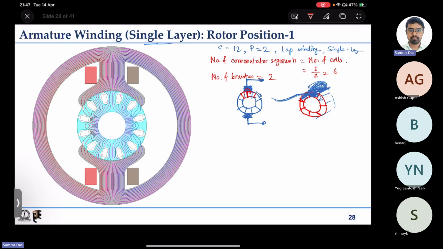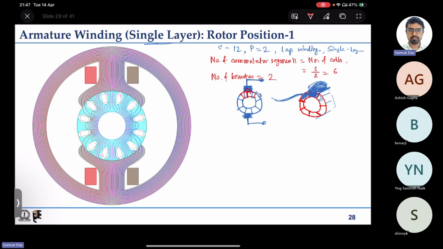Then for a particular brush position, where the brush needs to be located for that connection, for a certain rotor position, and with respect to that how the currents will flow, we'll try to look at that. Then we'll move the rotor by a little, rotate it by some amount, so that two commutator segments will be shorted with the brush, and then we'll understand how the currents will flow.